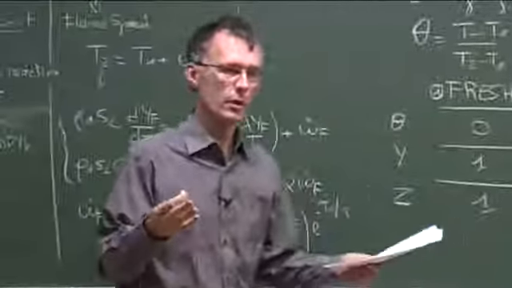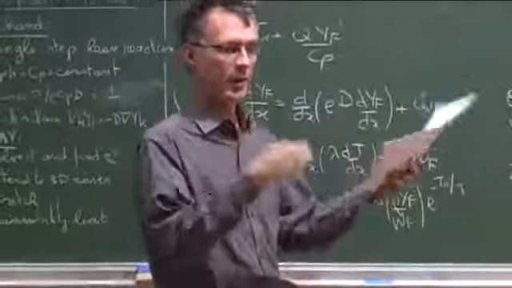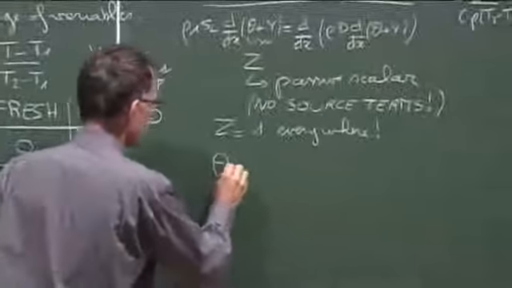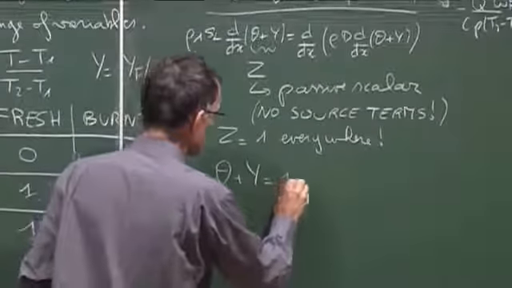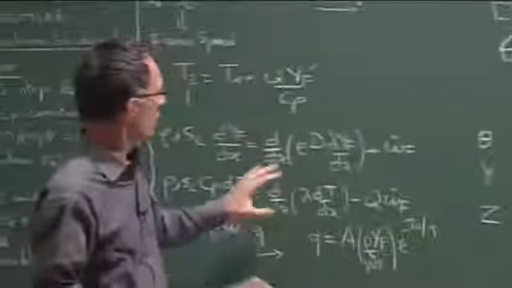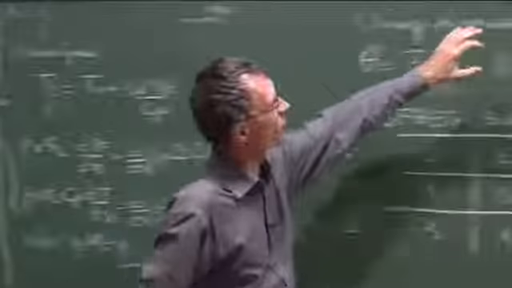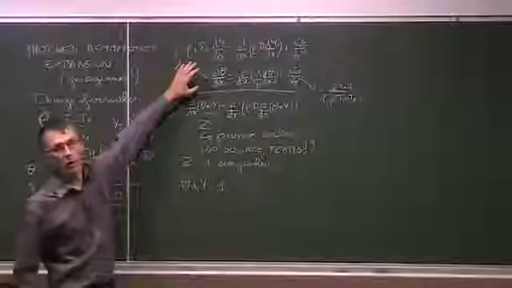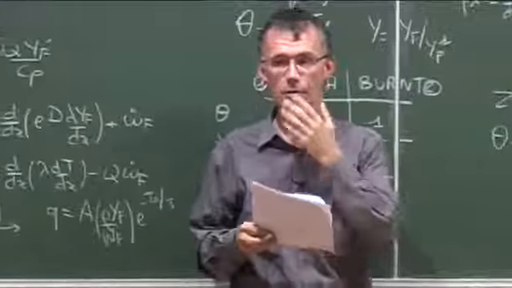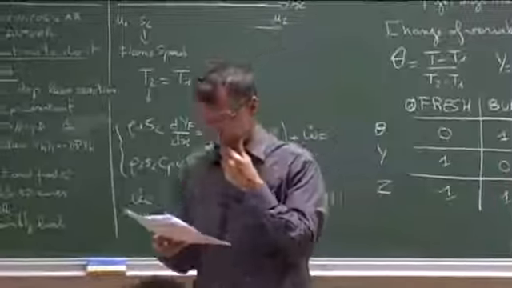So in other words, these two variables that we have here, the temperature and the fuel mass fraction, they are linked by this very simple relation. Theta plus y equal unity. Or in other words, we don't need to solve for these two equations. We can solve only for one, and the second one will be given by this equation. Okay? So that makes things simpler for us.